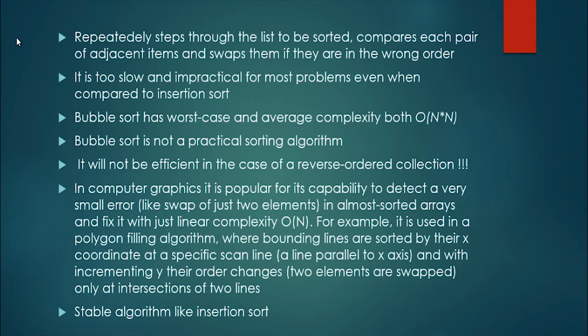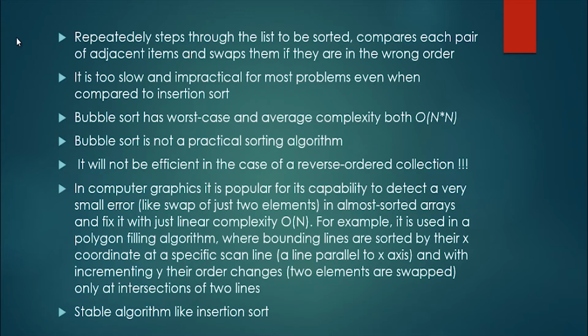It will not be efficient in the case of a reverse order collection, for example. We have to iterate through, even if we know that we just have to reverse it. But in computer graphics, it is popular for its capability to detect a very small error, like a swap of just two elements, for example, in almost sorted arrays, and fix it with just linear time complexity, so O(n).